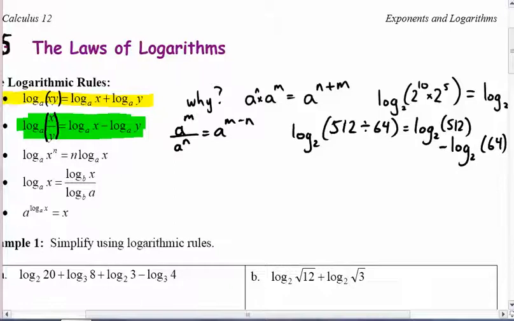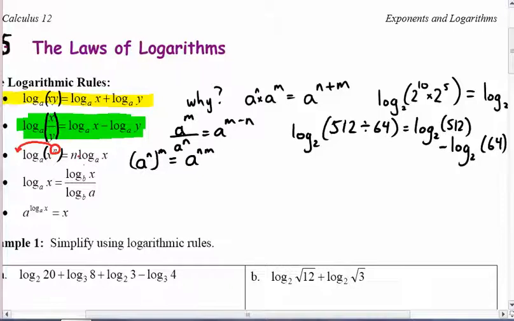The power law is one of my favorites. This is a very powerful one. Get it? If you have an exponent inside of a logarithm, then you can take that exponent and put it at the front as a coefficient. You can change an exponent to multiplication. And this is because if you have an exponent that's an exponent on a power, that's the same as multiplying those 2 exponents together. So having an exponent changes to multiplication.